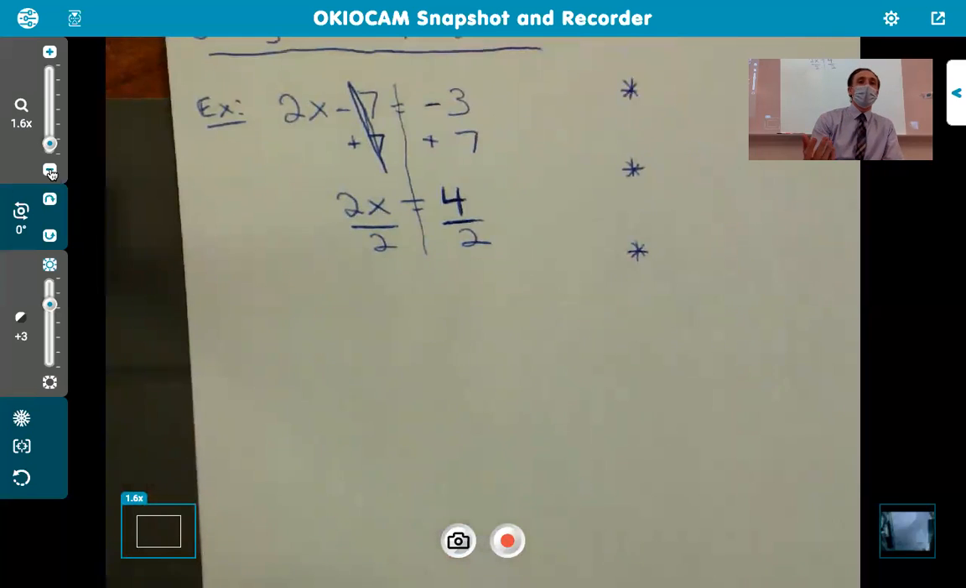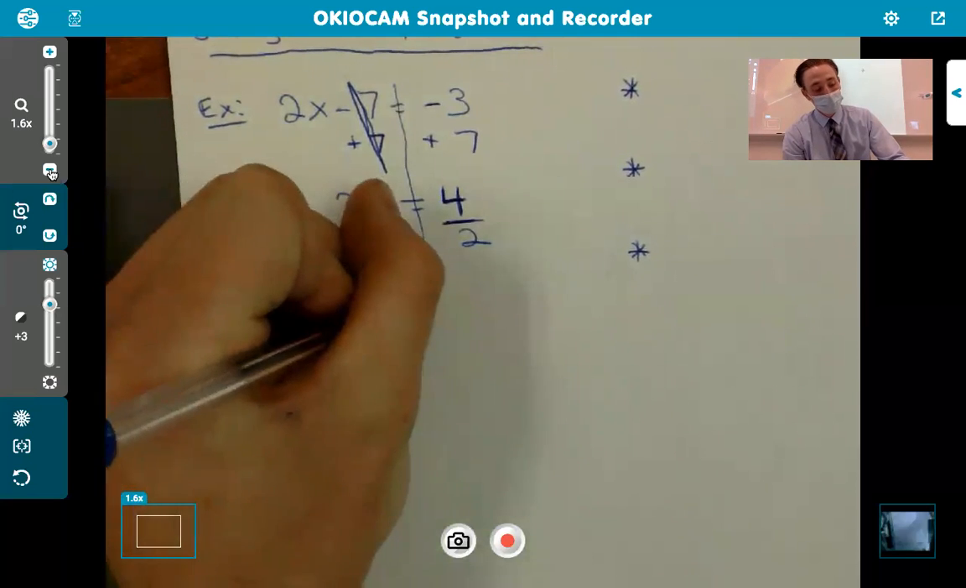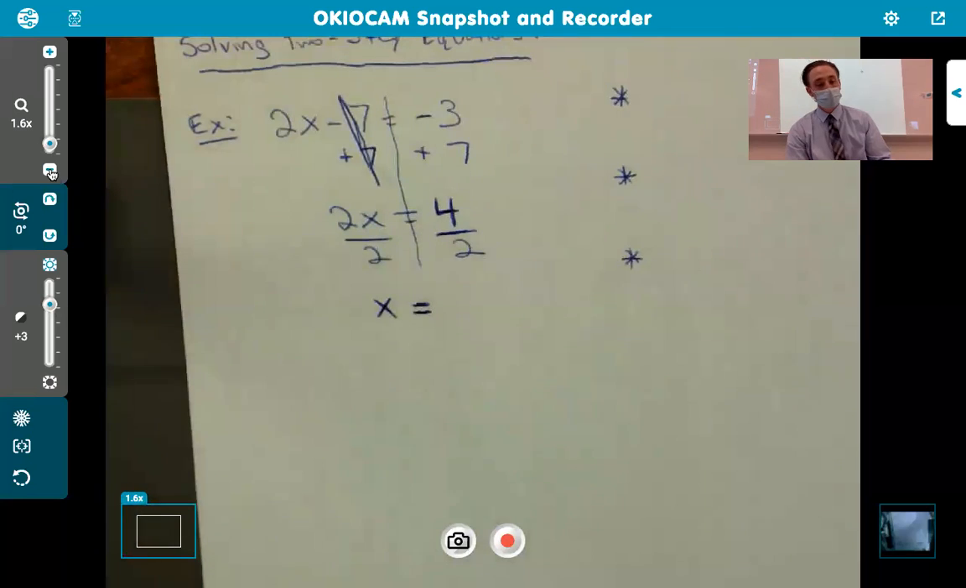Because what do I know 2 divided by 2 is? Or what's any number divided by itself? What is it? Not 0. 1. Any number divided by itself is just 1. So it's going to be 1x, or just x, is equal to, what's 4 divided by 2? 2.